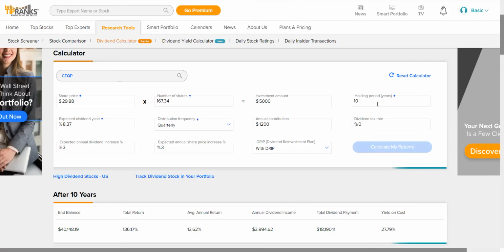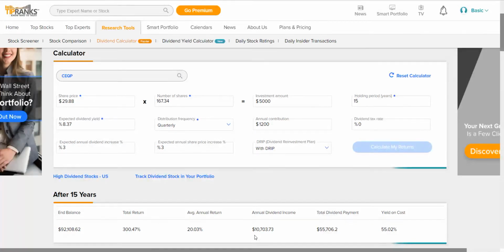Now, I said earlier that the first 10 years is probably the slowest that you'll see your portfolio grow. So let me change this to now 15 years. And I will keep everything the same. So we're still contributing $100 a month. We're expecting 3% annual dividend increase and 3% annual share price increase. And we are reinvesting the money. So after 15 years, we would have a total of $92,000 and an annual dividend payout of $10,703.